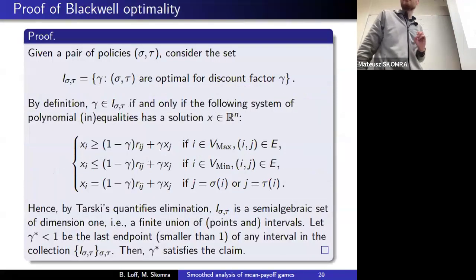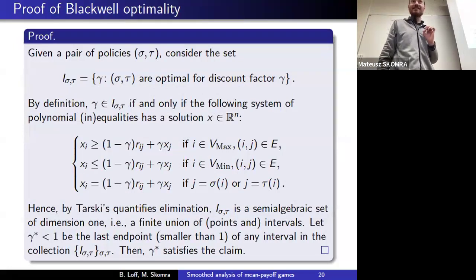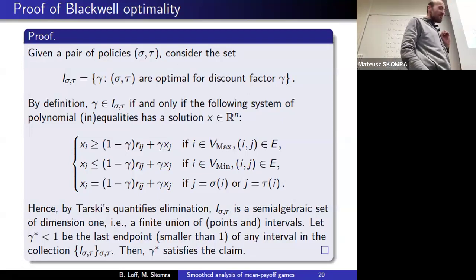The proof can fit on one slide if we allow ourselves to use a little bit of a mathematical hammer. Okay? So here is the abstract proof that this has to exist. Given a pair of policies, we'll consider the following set: all discount factors such that these policies are optimal. So given a pair of policies, this is some subset of [0, 1]. Do we agree? It's just some subset, right? So now how is this subset characterized?